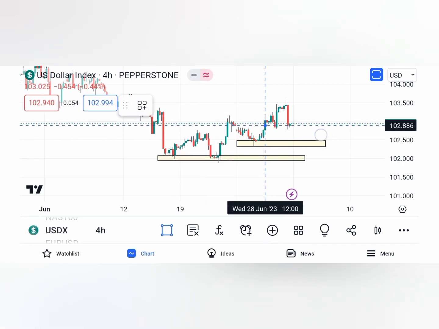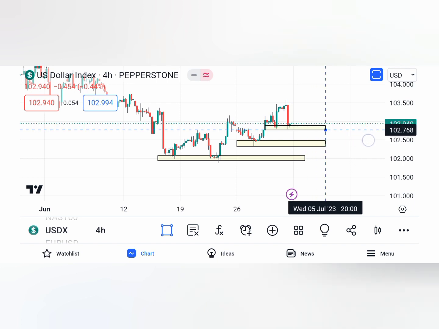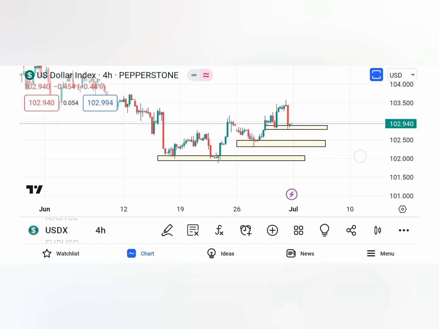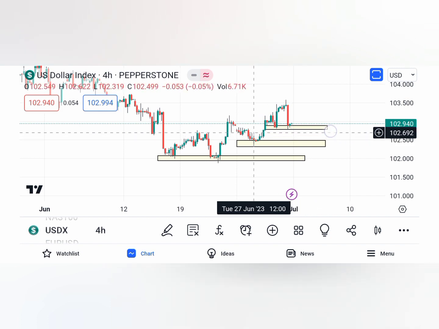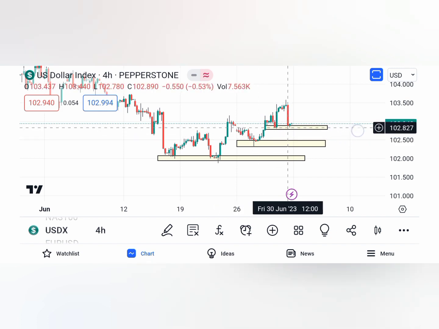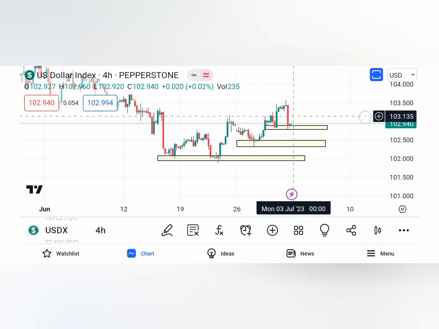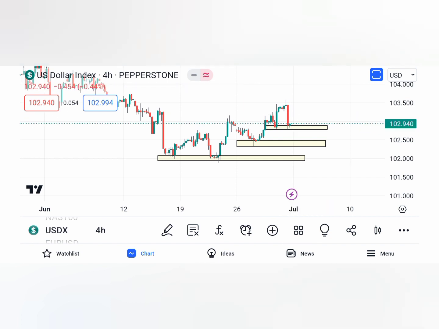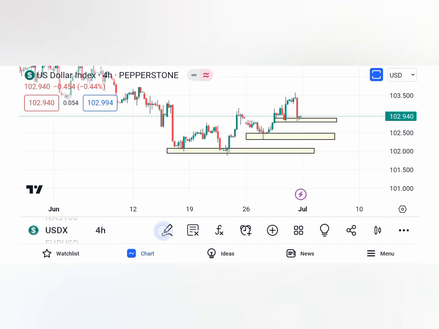And we can see that zone has been touched twice. We can see the first touch here and the second touch here. So price has gotten to this very zone, so it's likely that price will go upward. So let's try and see whether we can spot more key levels.